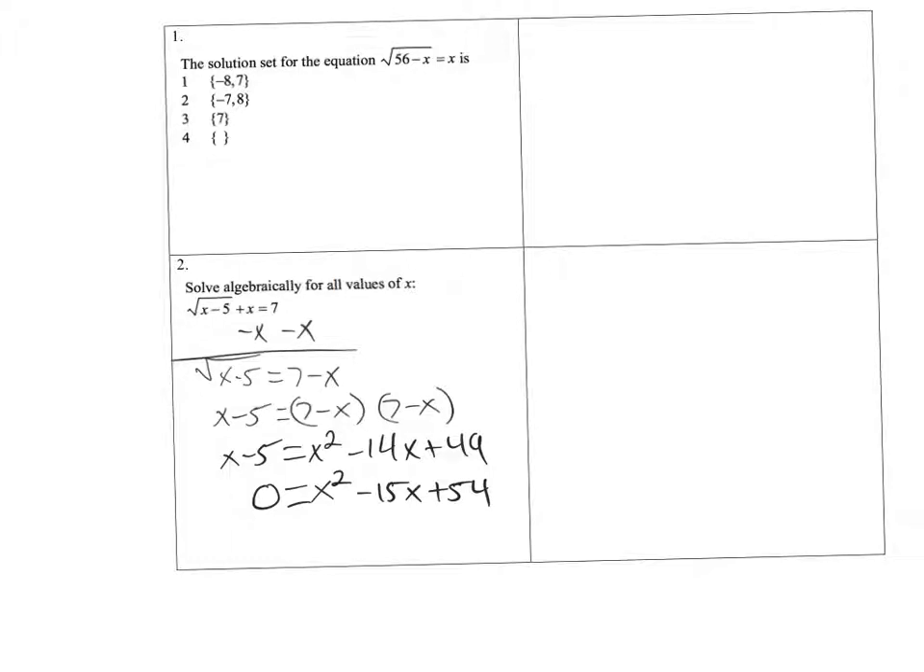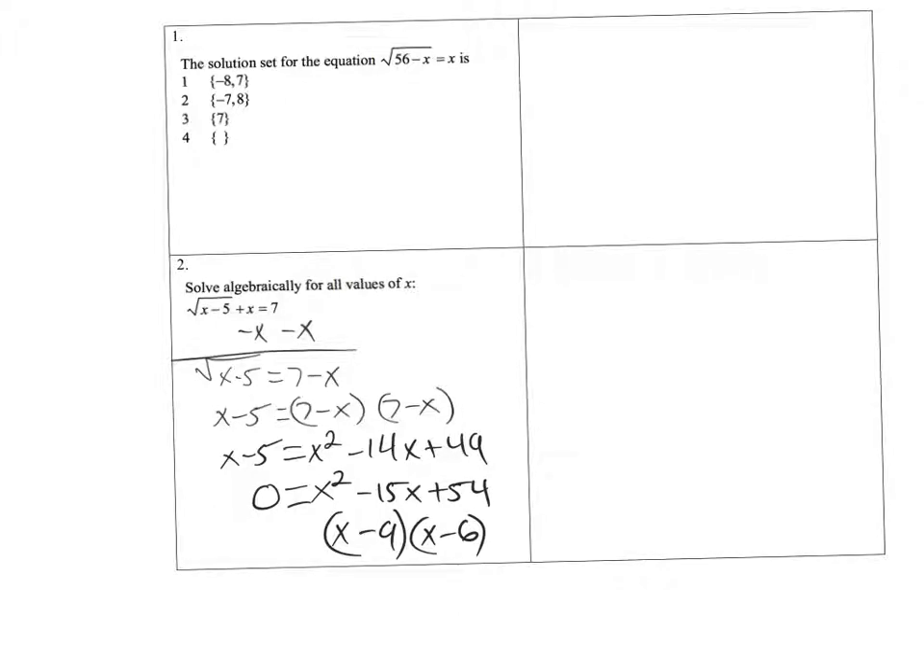And since now this is a quadratic equation, we have the option of either completing the square, doing double bubble, or using the quadratic formula. In this case, we'll be using the double bubble, which means that we have to find two numbers that add up to negative 15 and multiply to get positive 54. And those two numbers are negative 9 and negative 6.